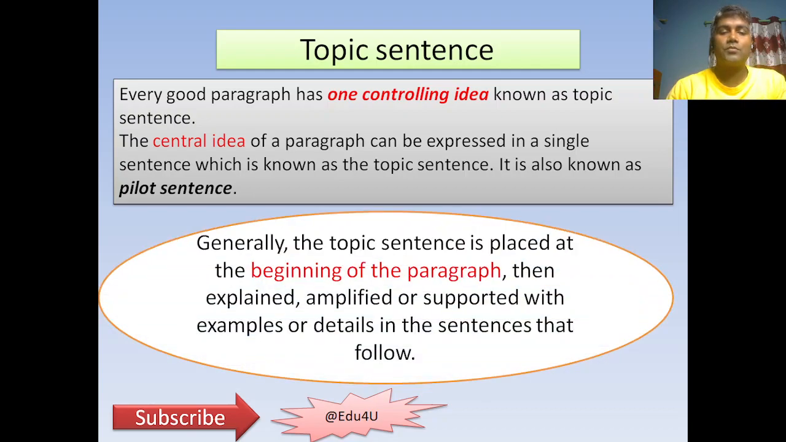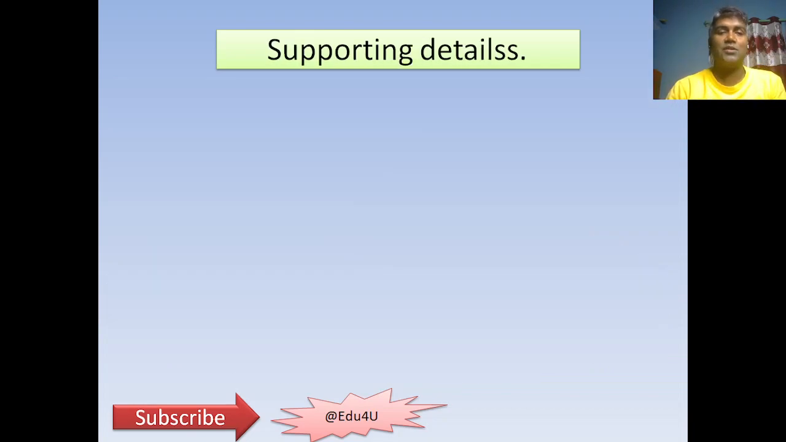Now, the topic sentence is generally, not all the time, placed at the very beginning of the paragraph. So simply, the first sentence of the paragraph is known as the topic sentence. But in some cases, it can be in other positions of the paragraph. But in most situations, the very first sentence of the paragraph is the topic sentence or the main idea of the paragraph, and then it is explained or supported with examples or details in the sentences that follow. That is generally the case, not all the time.